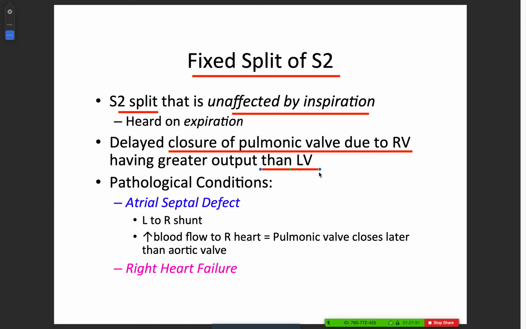Please help me understand how. Why does atrial septal defect mean that we have this fixed split?